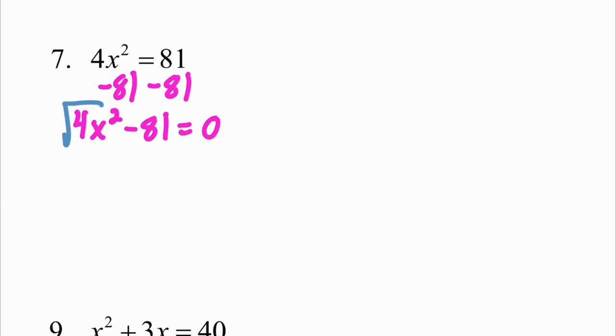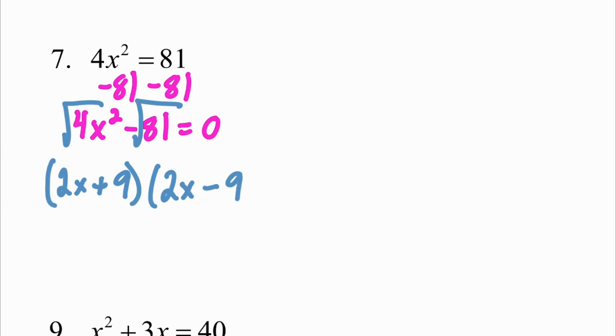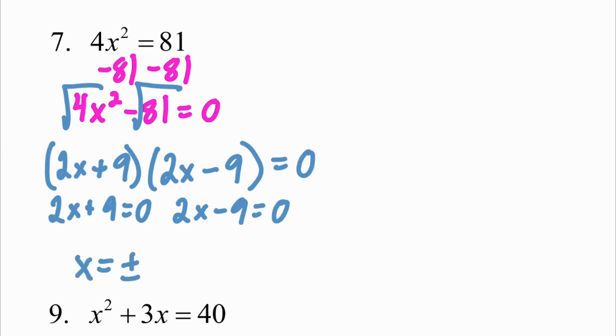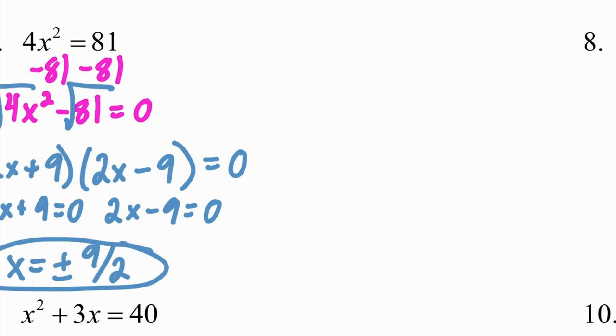So again, I'm taking these square roots. The square root of 4x squared is going to be 2x, plus the square root of 81, which is 9, and then the square root of 4x squared minus the square root of 81. So again, this is that difference of squares. We'll set each of those equal to 0 because we got this set equal to 0, and we can solve those. So we get that x equals plus or minus 9 halves when we do solve those.